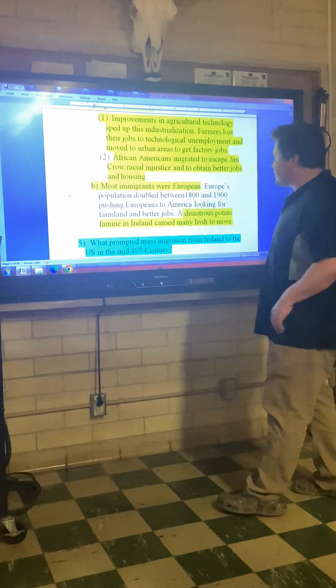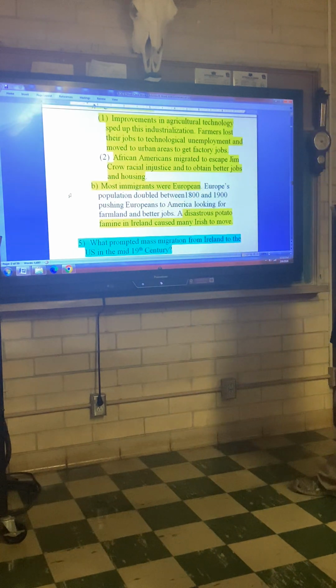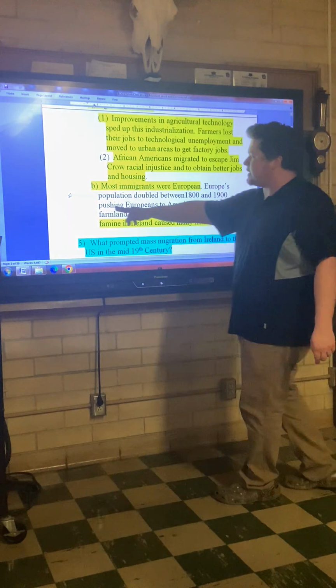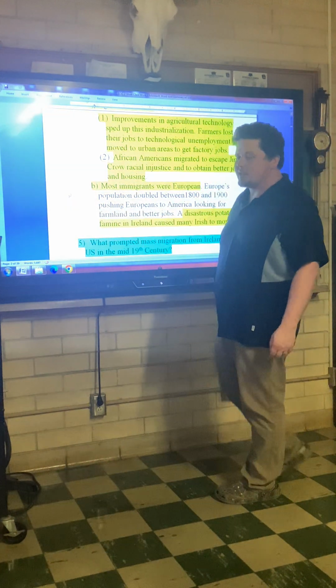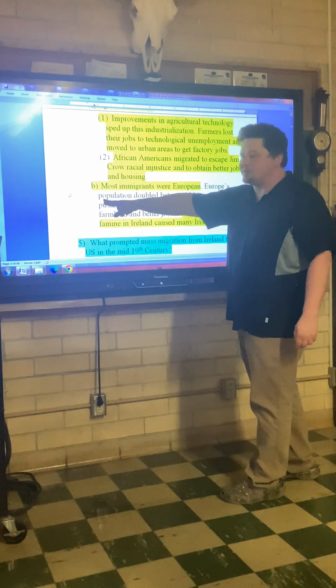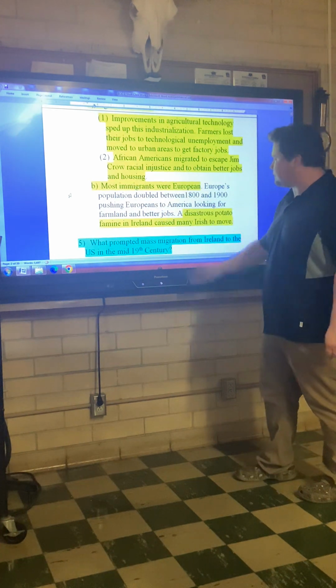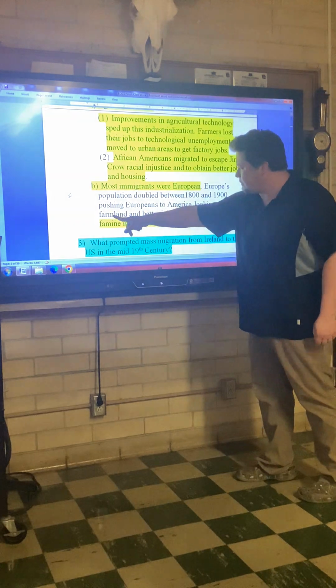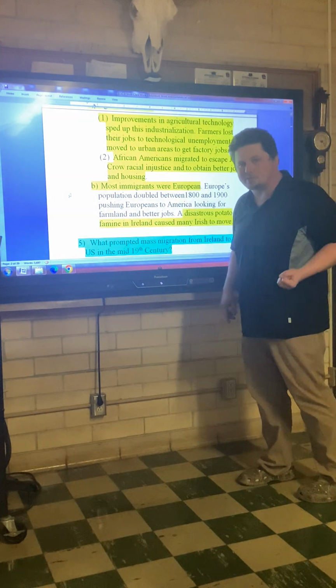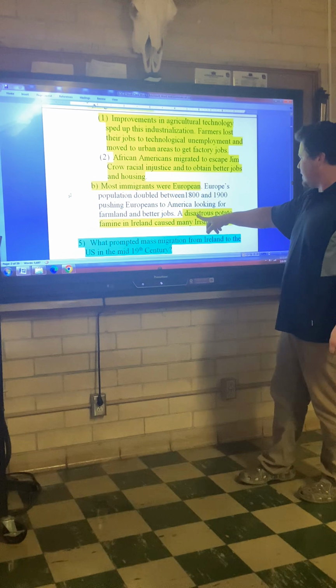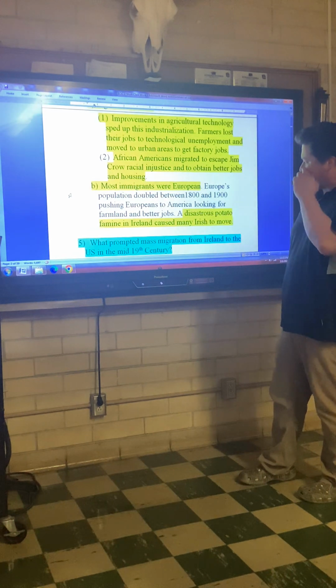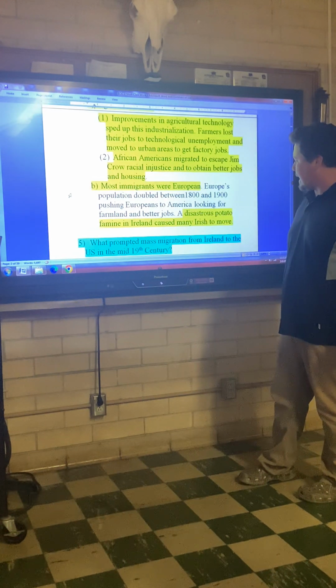Most immigrants were European. Europe's population had doubled between 1800 and 1900, pushing, see that word right there? The doubling of the population is a push, okay? Pushing Europeans to America looking for farmland and better jobs. Farmland and better jobs would be pulls. Okay? So, a disastrous potato famine in Ireland caused many Irish to move.